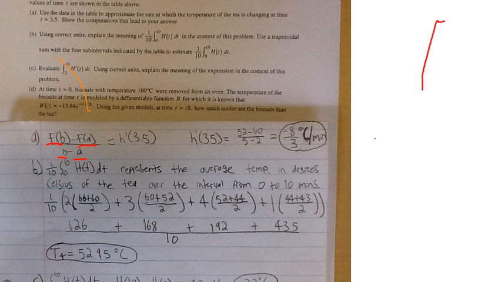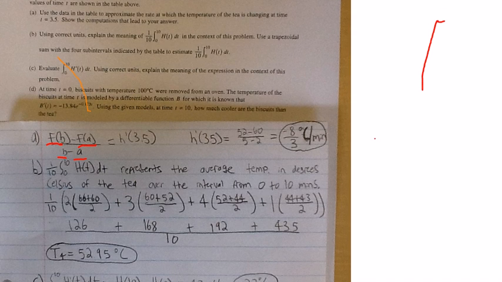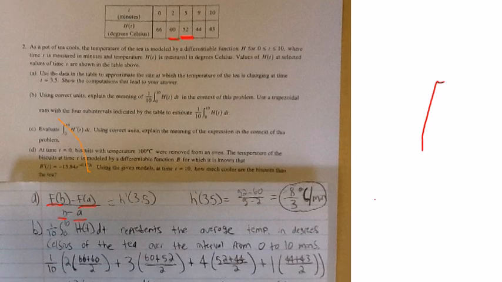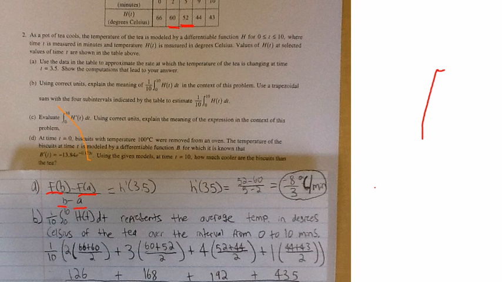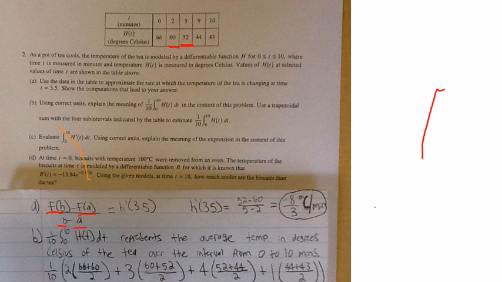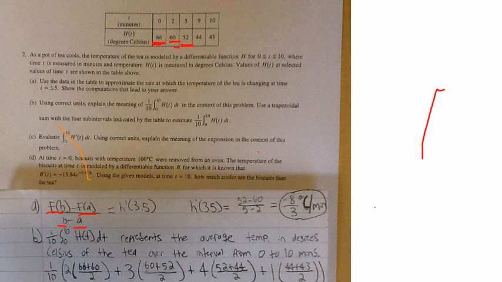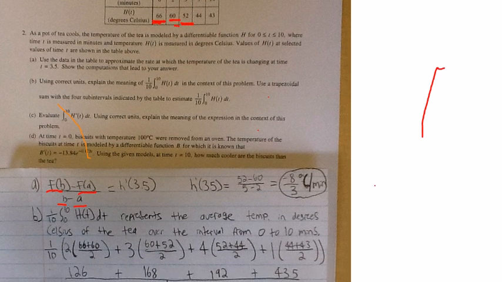Part B. The equation represents the average temperature in degrees Celsius of the tea over the interval from 0 to 10 minutes. In order to estimate that using a trapezoidal sum, you're going to do 1/10 and then multiply that by (base 1 plus base 2) over 2 times the height. For the first one, it's base 1, 66, plus 60 over 2 times the height, which in this case is 2 because the interval is from 0 to 2. Then it's going to be 3 because it's from 2 to 5, and (60 plus 52) over 2.